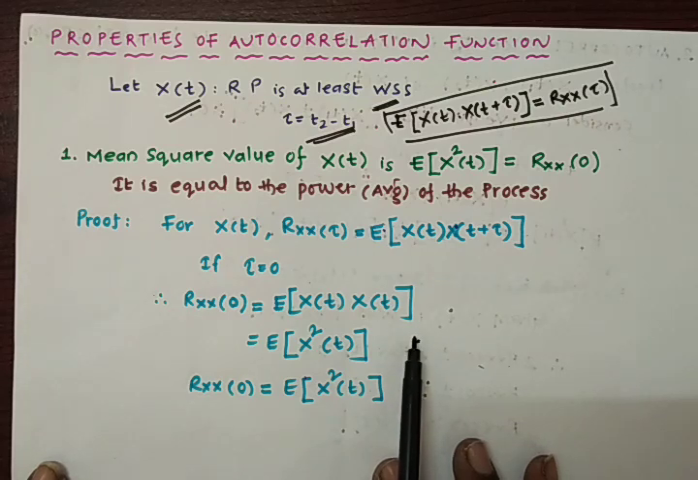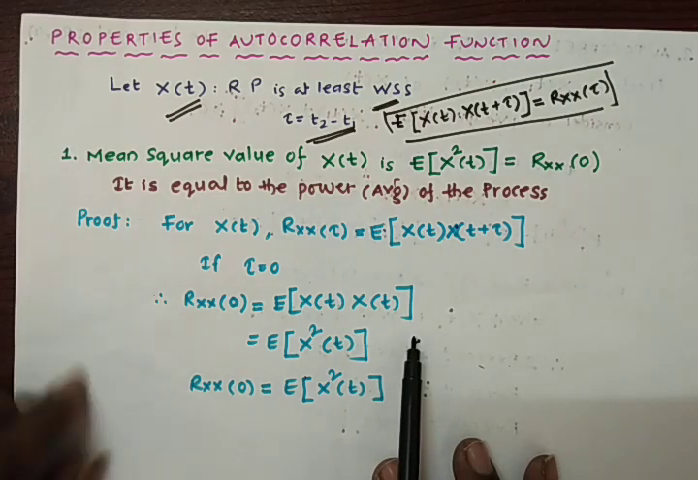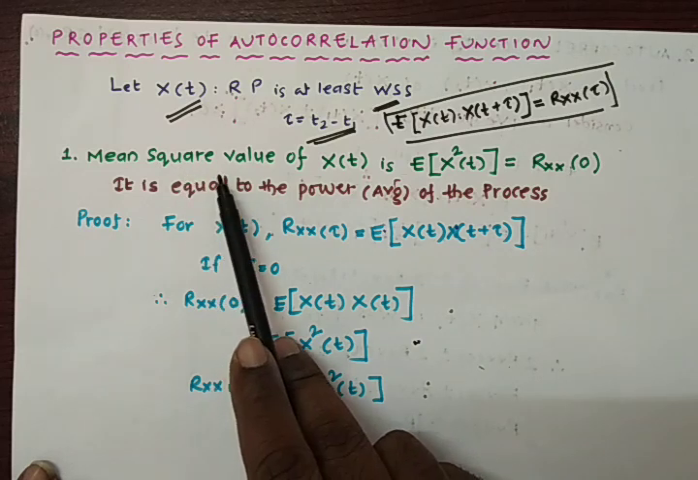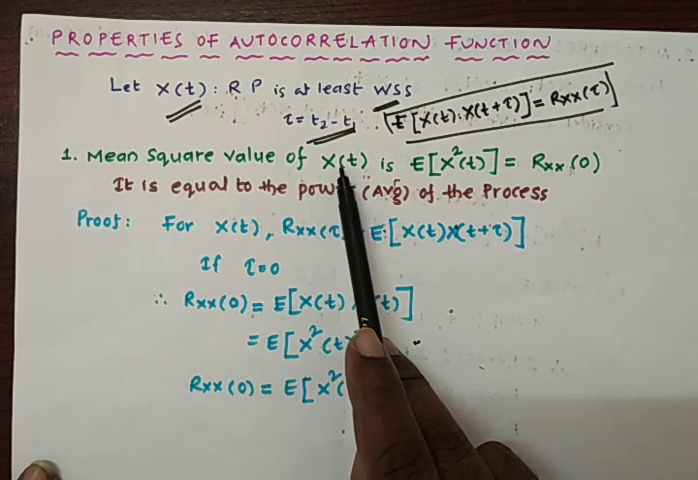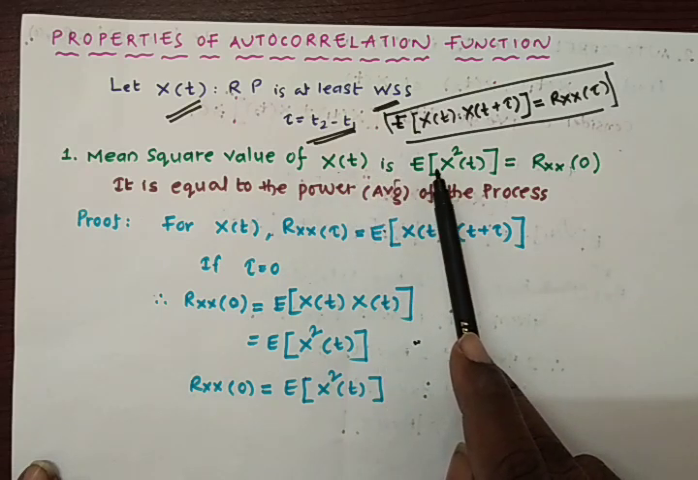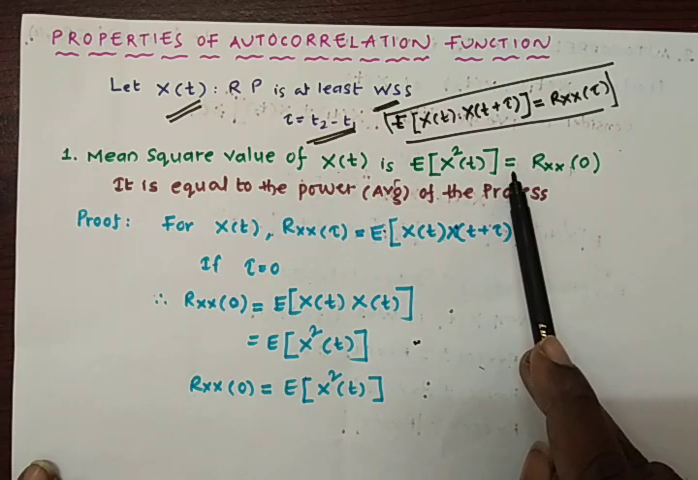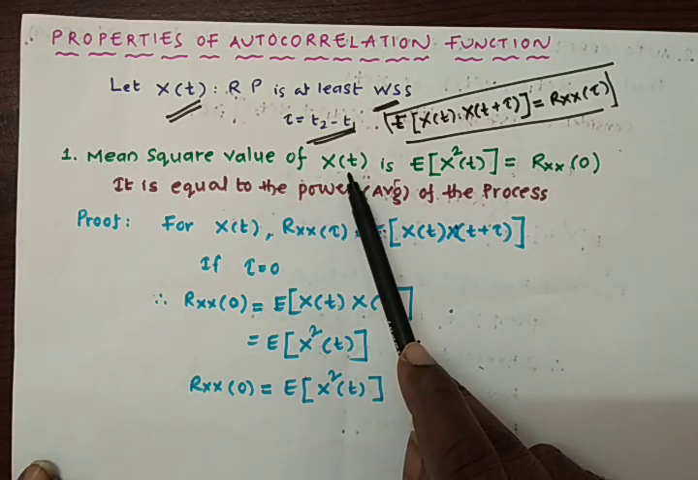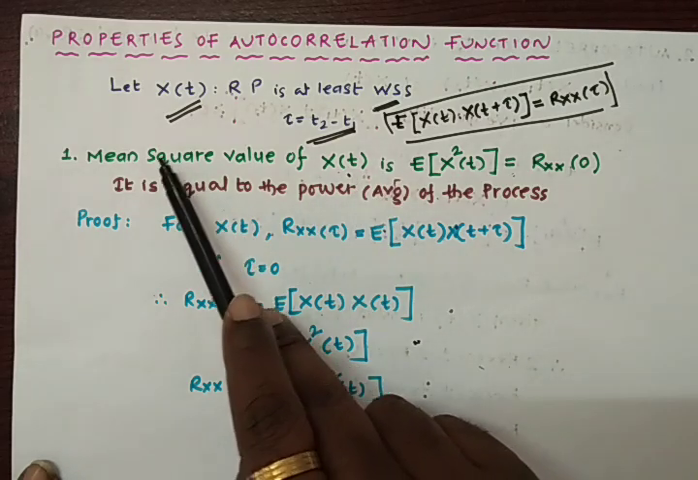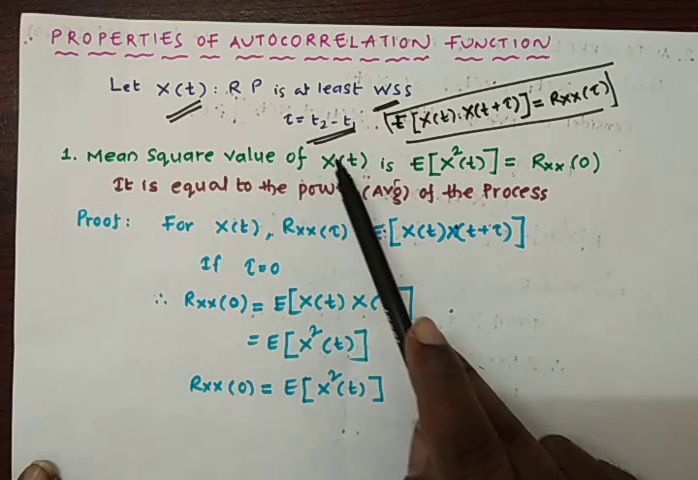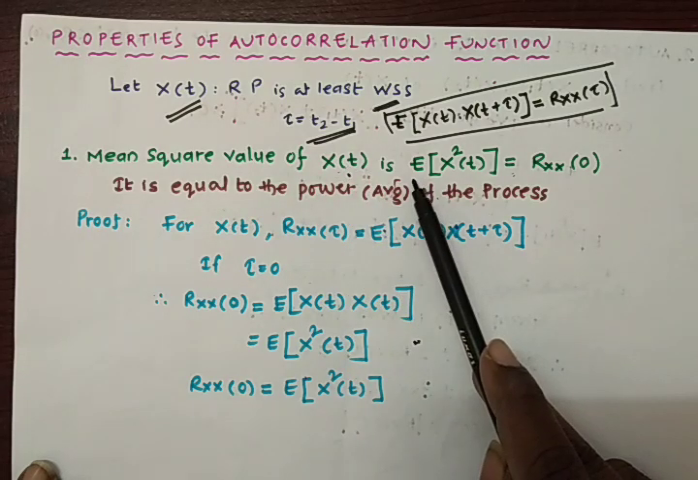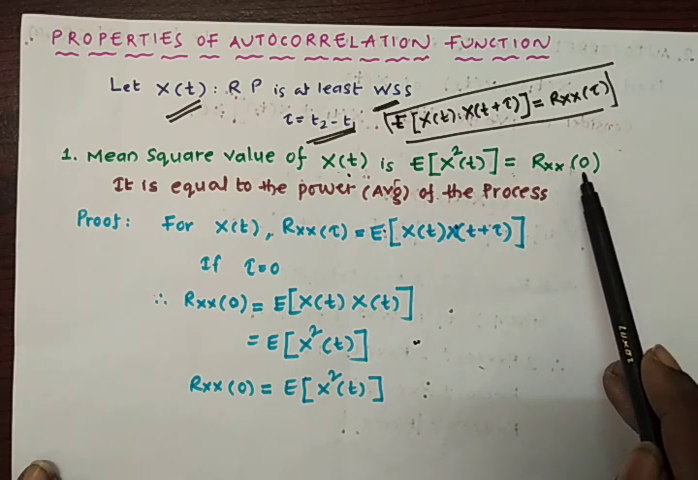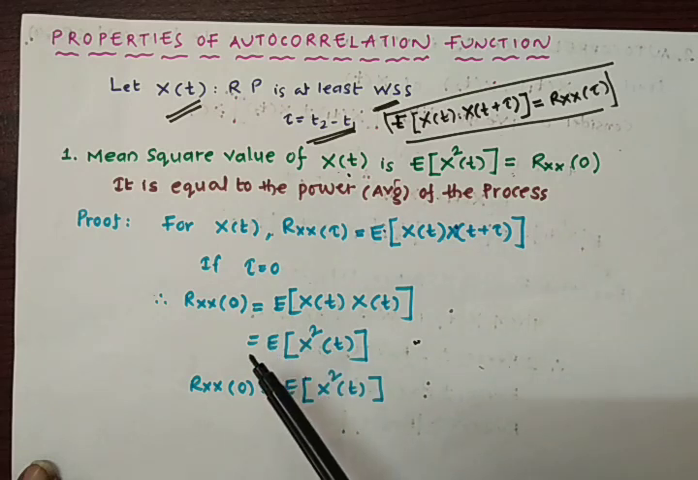First, one of the important properties of the autocorrelation: the mean square value of a random process x of t, that is the expectation of x square of t, is equal to the autocorrelation function at 0. Here x of t is a random process, and for this random process we calculate the mean square value, which is given as E of x square of t equals Rxx of 0, where Rxx is the autocorrelation function.